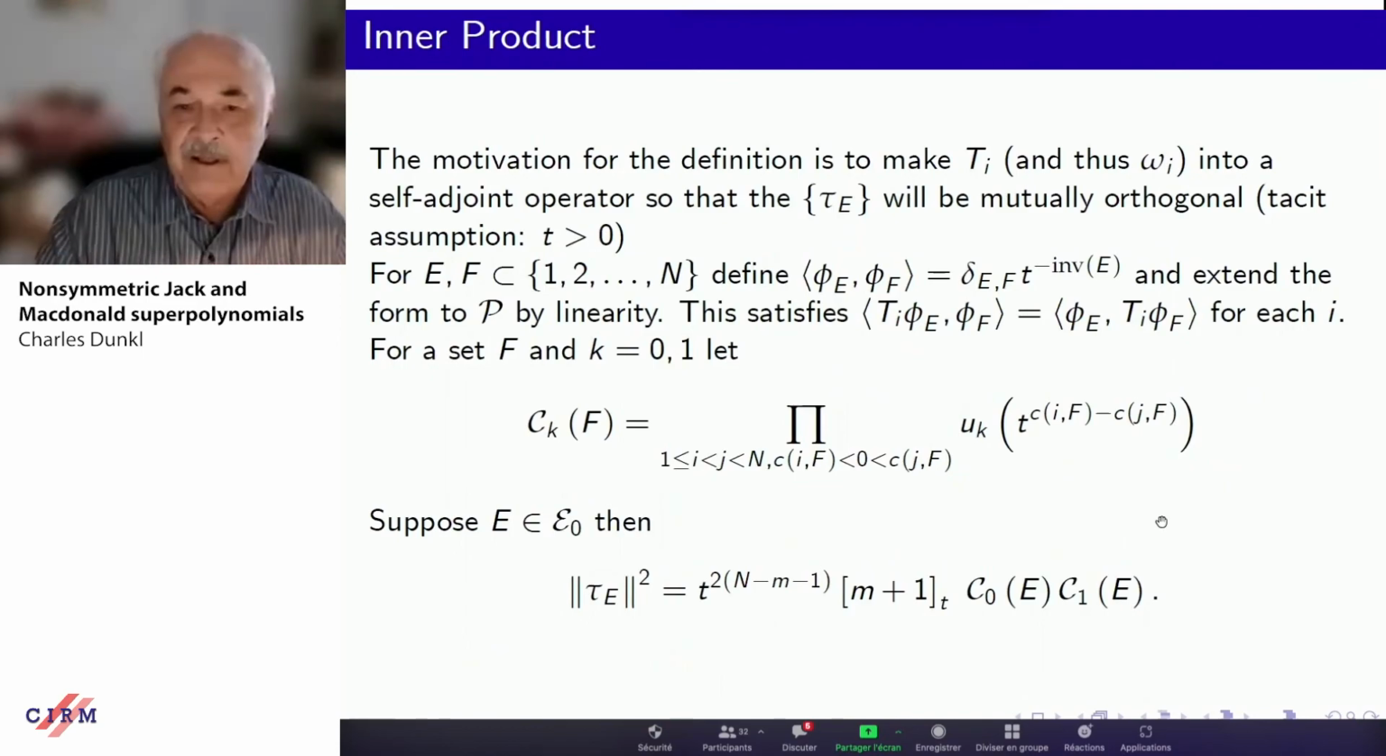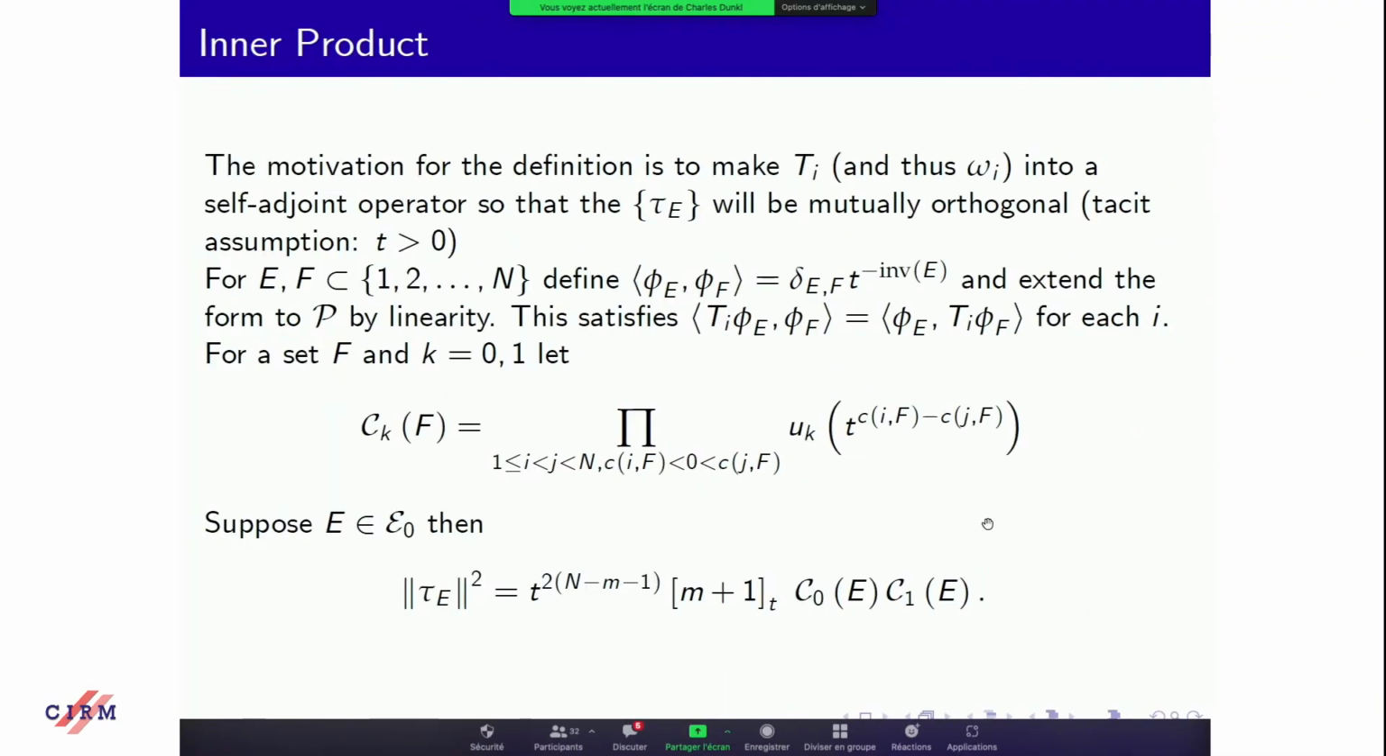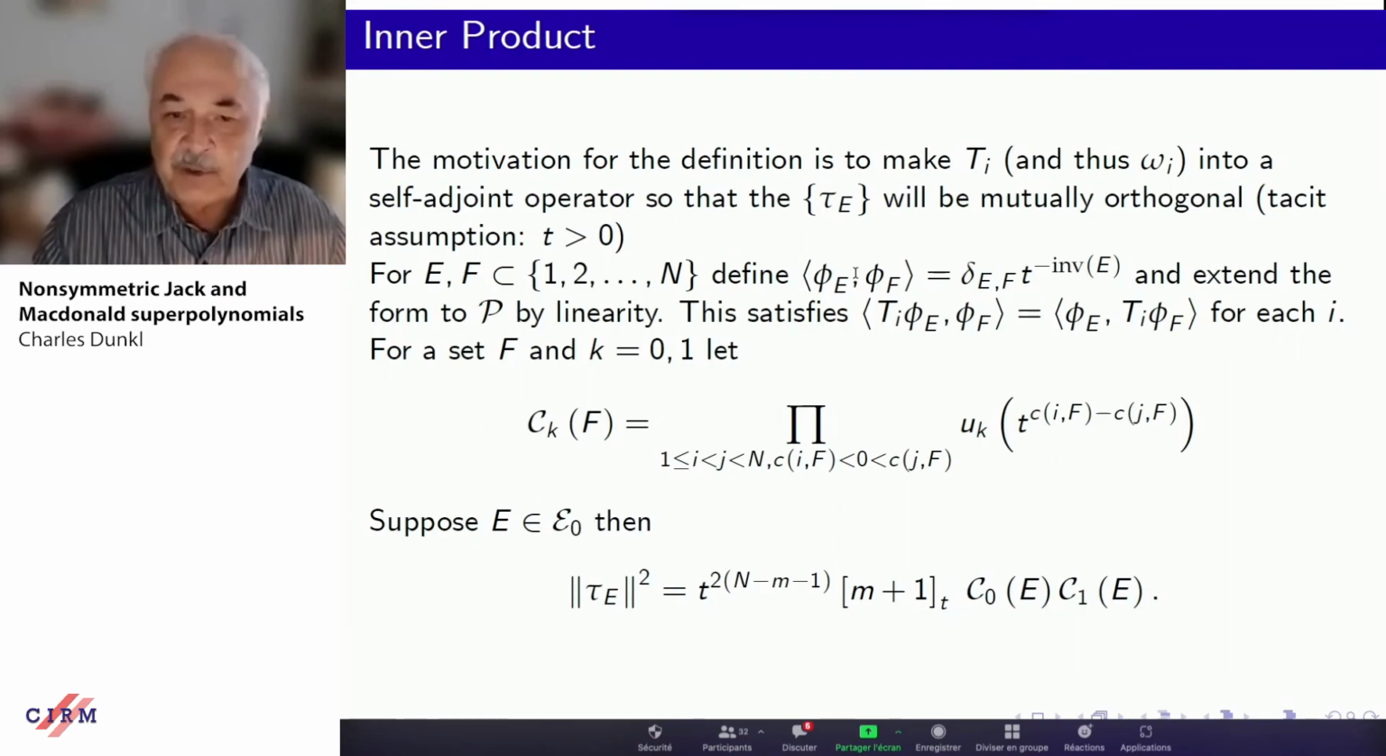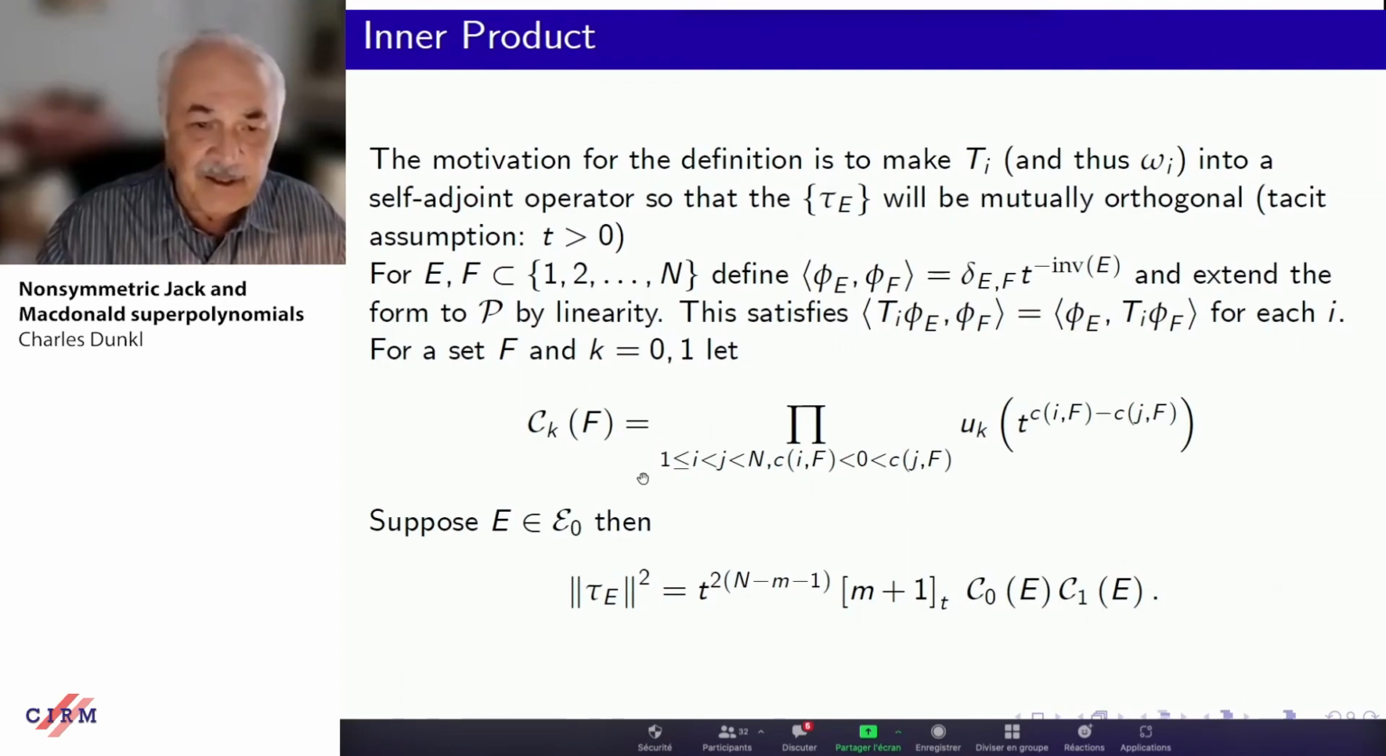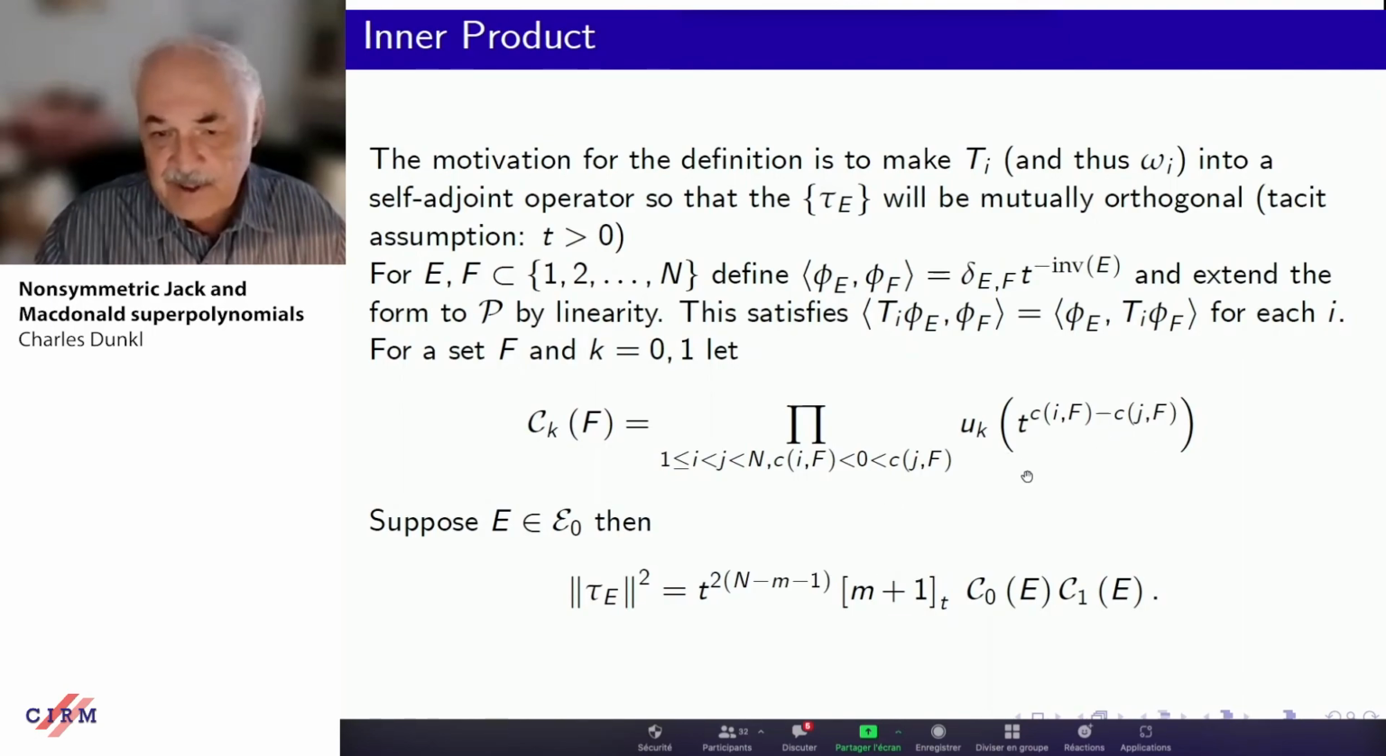Now we'd like an inner product on the basis sets, the phi-e's. I want the operators ti to be self-adjoint, and then the omega i's will be self-adjoint, and the tau e's will be mutually orthogonal. The correct definition is: the inner product of phi-e, phi-f is t to the minus inversion number of e, extended. This does satisfy the self-adjoint property, and we can work out a formula for the squared norm of any tau e. So this is why I needed this function u. There's u0 and u1, and you need both of them to make this work.